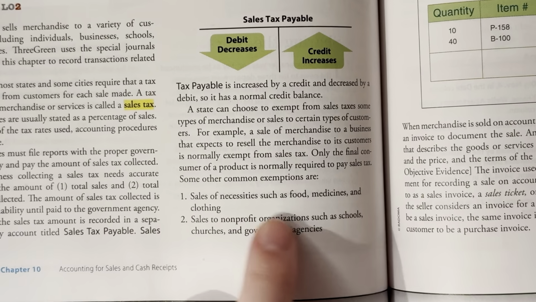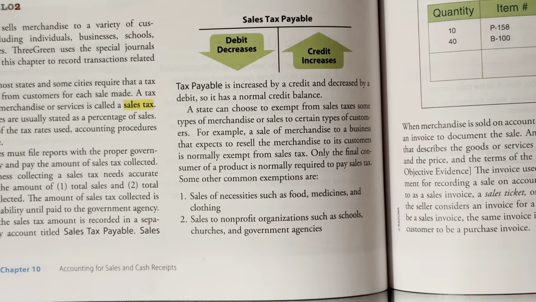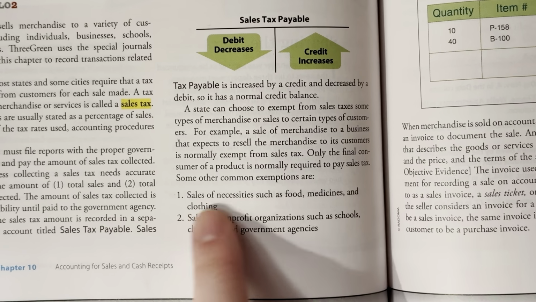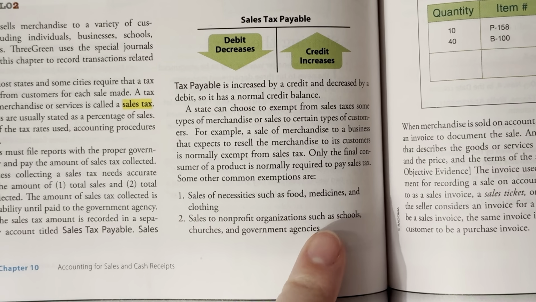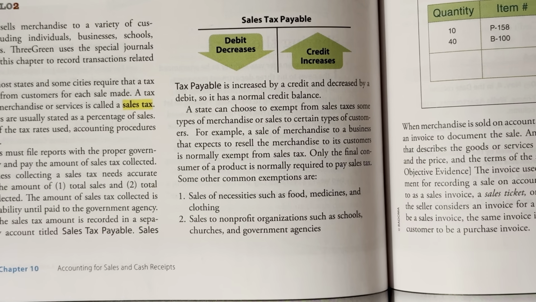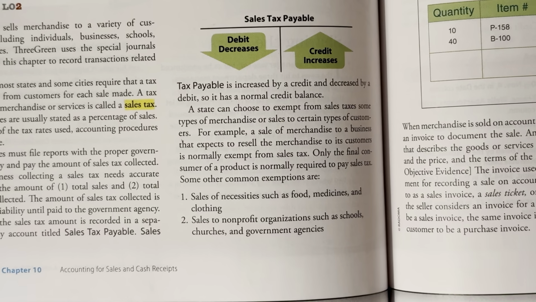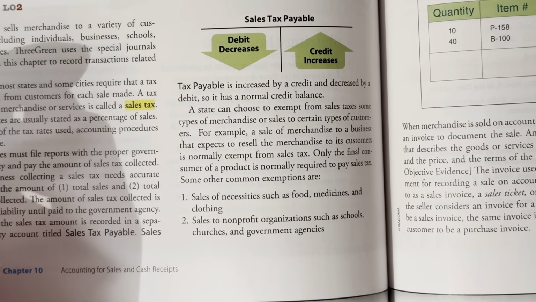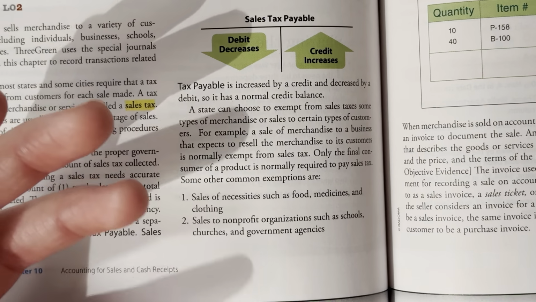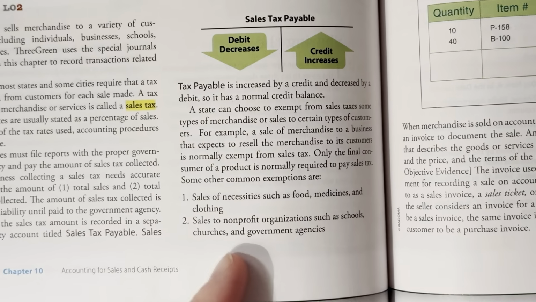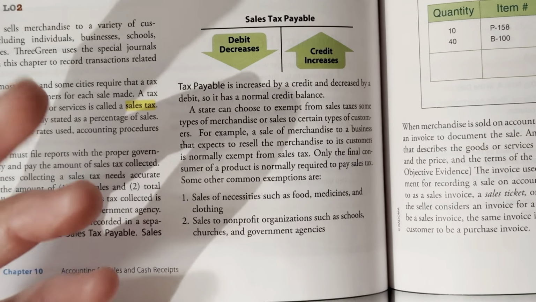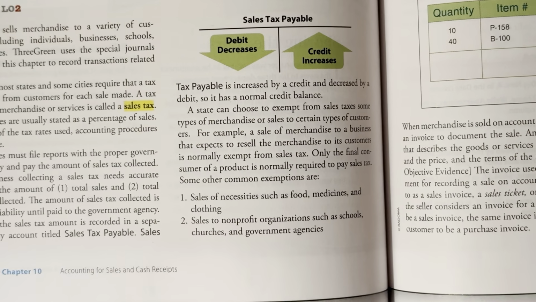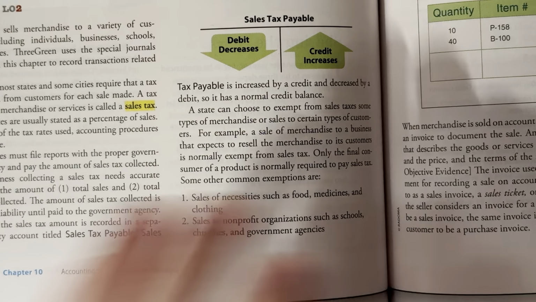Here at the bottom just talks about two kinds of exemptions. Sales of necessities such as food, medicines, and clothing might not have sales tax, and then sales to nonprofit organizations such as schools, churches, and government. So the school does not pay sales tax on things. Churches have a tax exempt form that they can use, and they don't have to pay sales tax when they buy certain things like maybe food for the cafeteria or even textbooks or things like that. They typically are exempt from it.